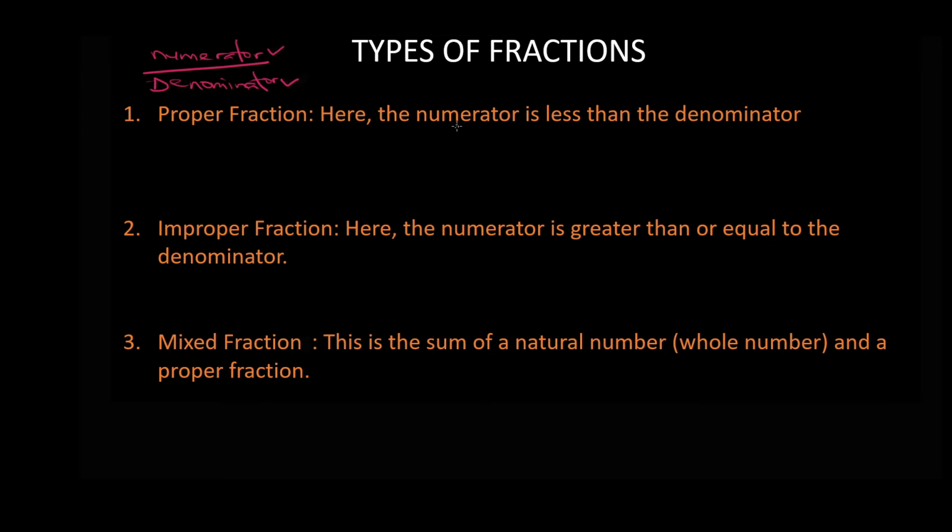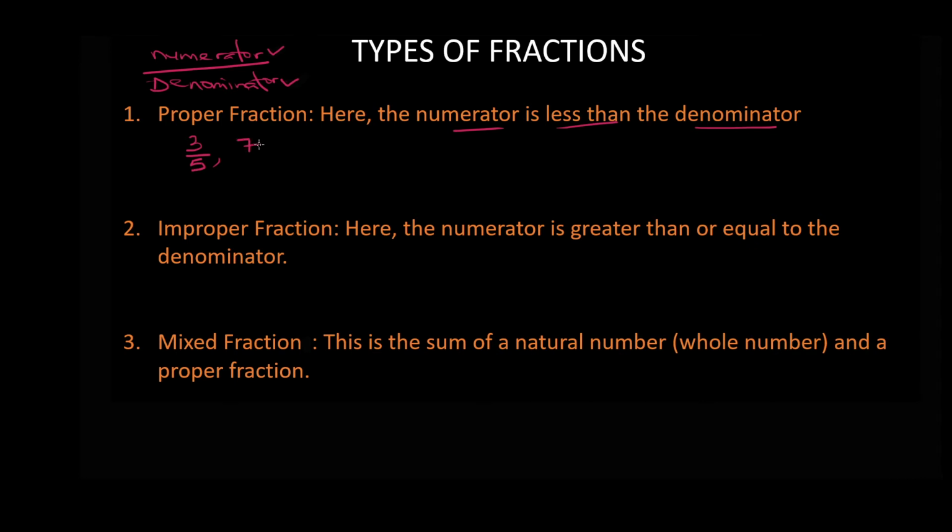In a proper fraction, the numerator is less than the denominator. Take note, your numerator is at the top, denominator is at the bottom. So if you say your numerator is less than the denominator, what are the examples of that? 3/5 is an example of a proper fraction. Why? Because your numerator is 3 and your denominator is 5. Numerator is less than denominator.